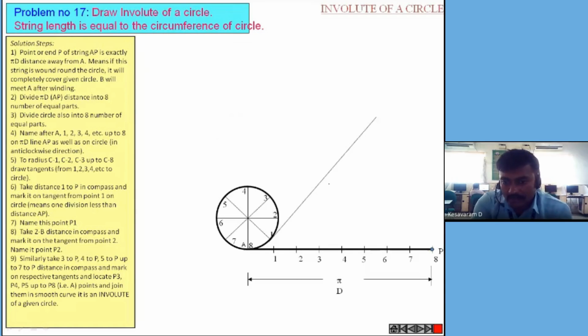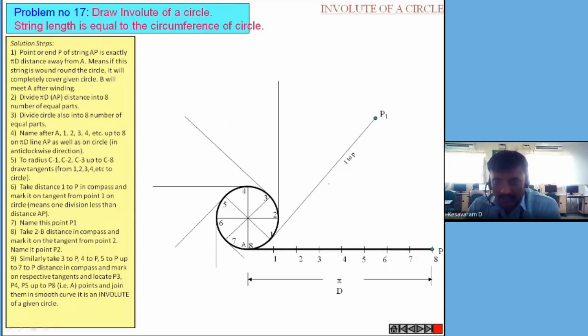Then name it again. You can draw the tangent lines to each division of the circle. To each division we can draw a tangent line. Now measure the distance between this point and 8. Okay, that is the peripheral distance.